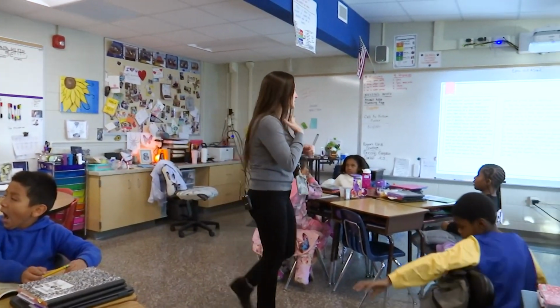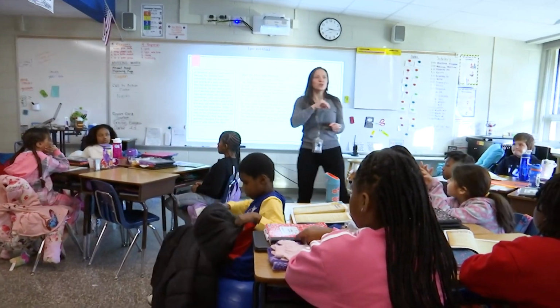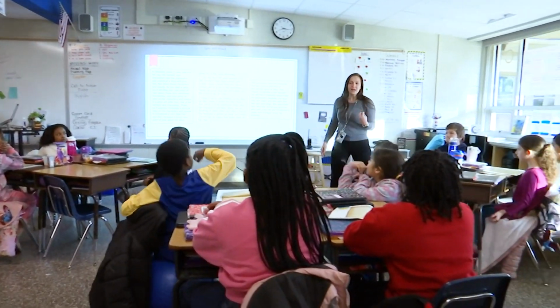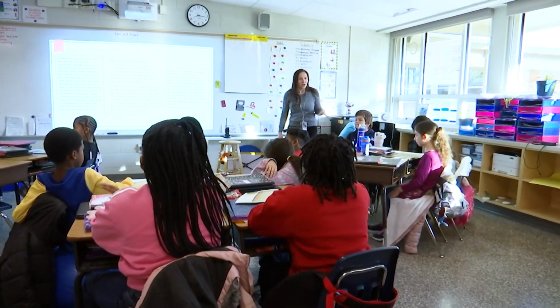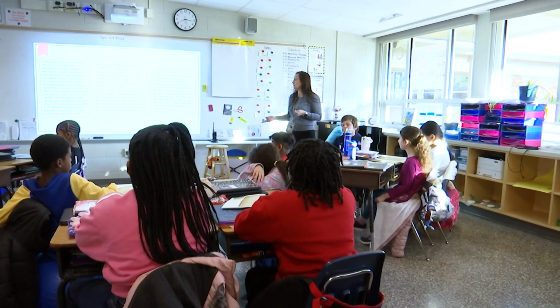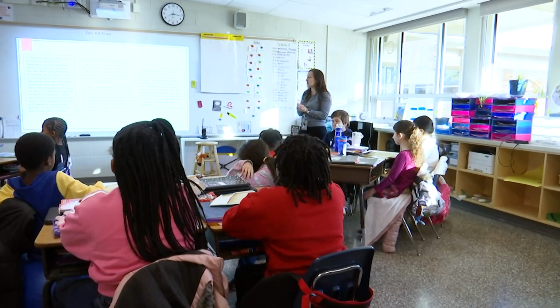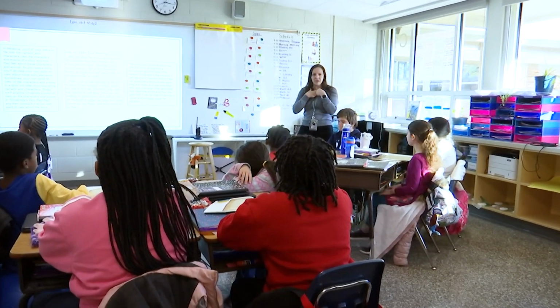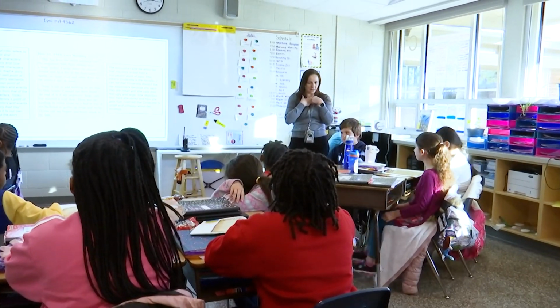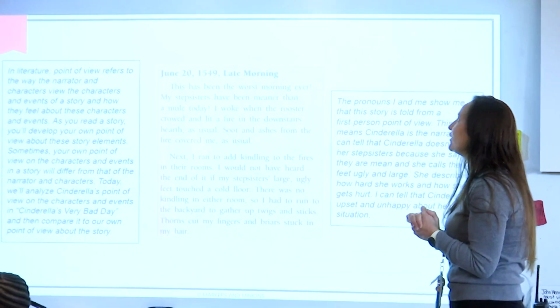Okay? So as we read, we develop our own points of view as well about these story elements. Sometimes our points of view stay the same as the narrator, and sometimes they are different from the narrator. Sometimes we empathize with the other characters in the story. Sometimes we empathize with the narrator as a reader, right? So when we're talking about the points of view in Cinderella's Very Bad Day, we're going to compare it to our own points of view about the story today. So we're going to look at this first chapter. You ready? We're going to be looking at that first paragraph.